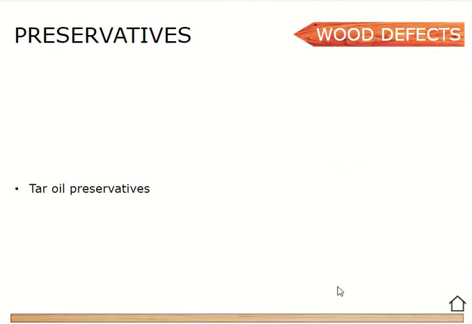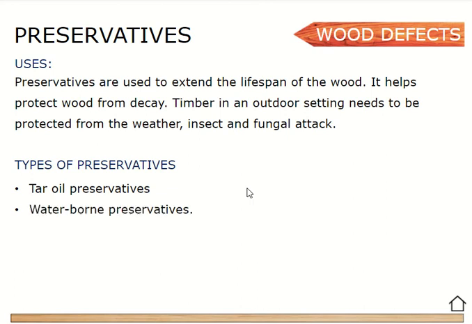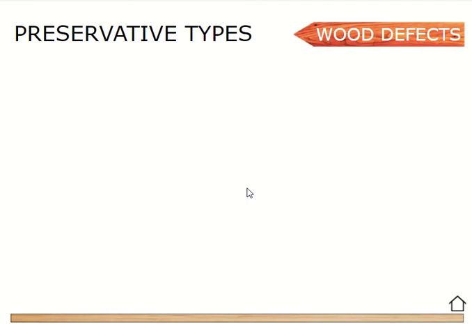Preservatives to help kind of treat this. So preservatives are used to extend the lifespan of the wood. Okay, it helps to protect the wood from decay. Timber in an outdoor setting, so any wood that's outside, such as your garden fences, needs to be protected from the weather, insect, and fungal attack. Okay, so some examples here, you can see one came up already, is the tar oil preservative. You also have waterborne preservatives, solvent-based preservatives.